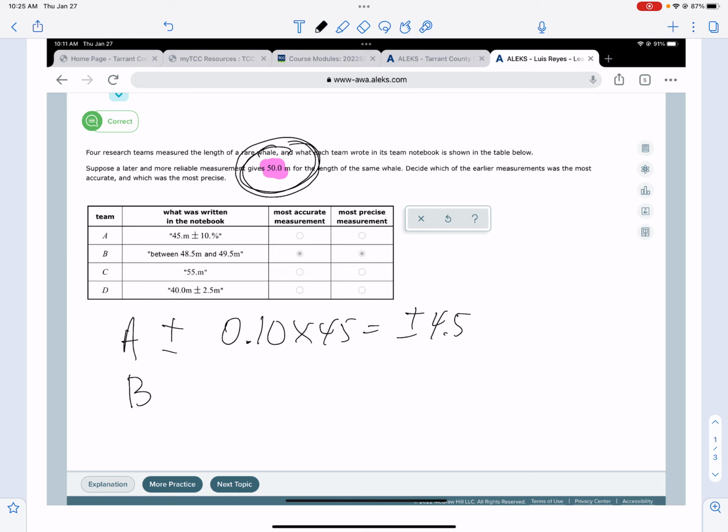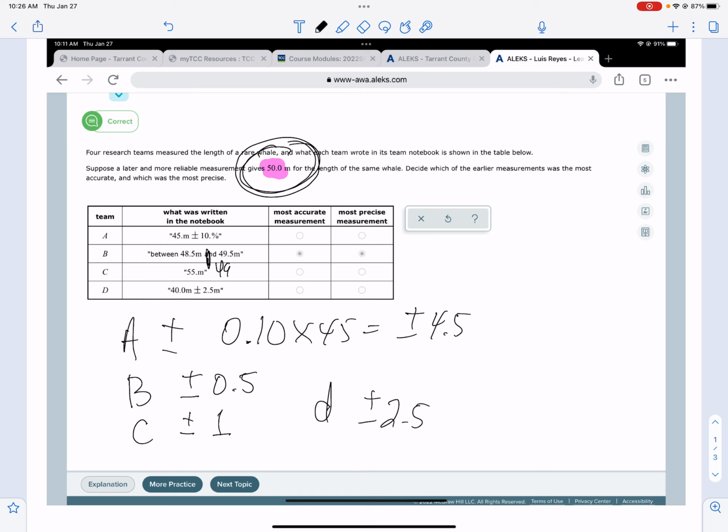For B, the middle is going to be 49, so it goes from 48.5 to 49.5, and the plus or minus is 0.5. For C, it doesn't give you plus or minus or a percentage, so we take the last digit, which is a unit, 55, 56, 57, so it goes up by 1. And for D, it's telling you that the plus or minus is 2.5.